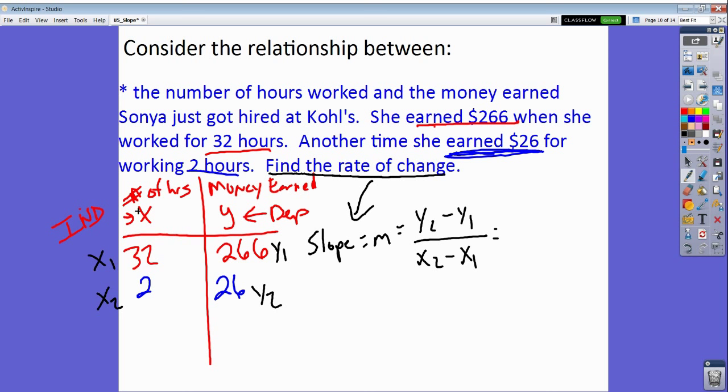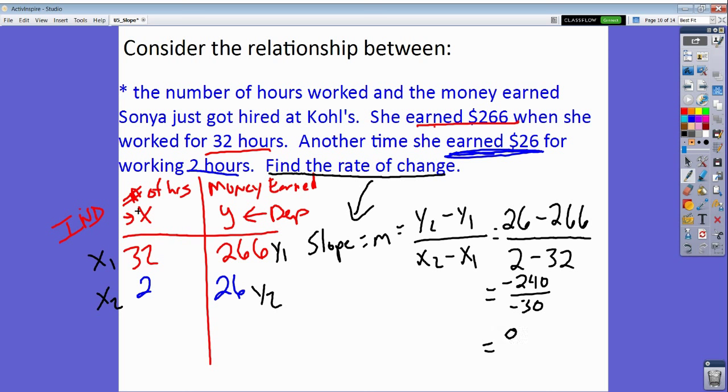So our Y2 in this problem is 26. Our Y1 is 266. Our X2 is 2. And our X1 is 32. So now all we're going to do is do our subtraction. So 26 minus 266 is negative 240. 2 minus 32 is negative 30. And a negative and negative will give us a positive. And 30 goes into 240 8 times. So our answer for this problem would be 8.